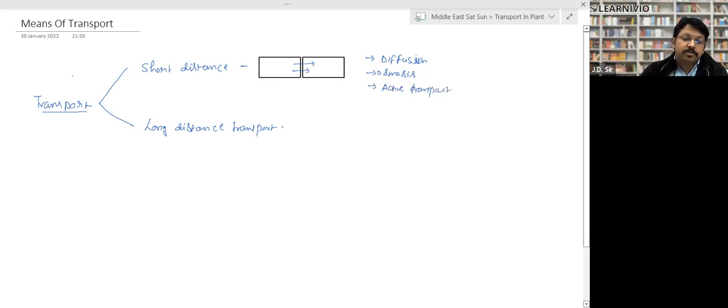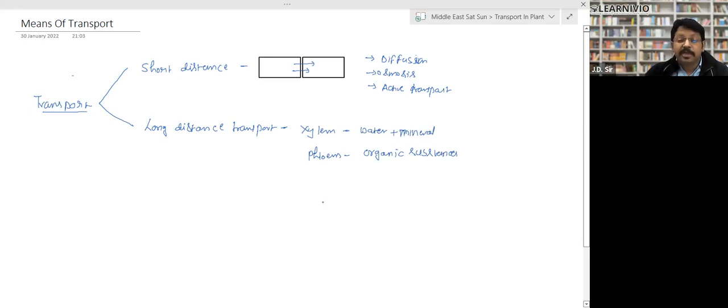How does the transport take place for the long distance? When we are talking about the long distance transport, it means the transport is taking place through the xylem. So xylem is meant for transporting water plus minerals. Then it's phloem. Phloem is responsible for transport of organic substances. So these are the two ways of transport, right?